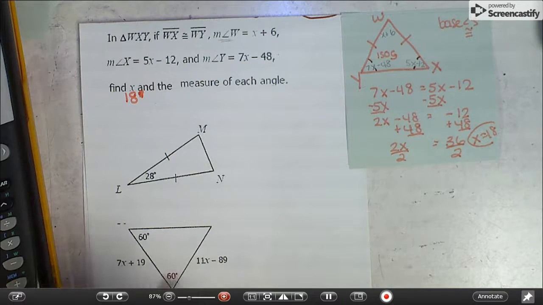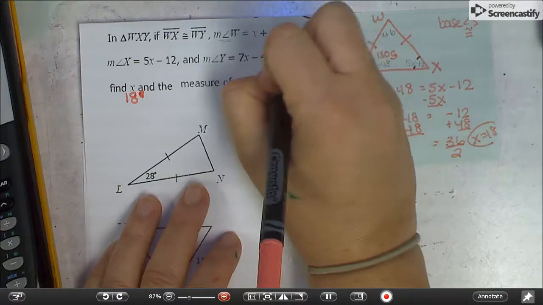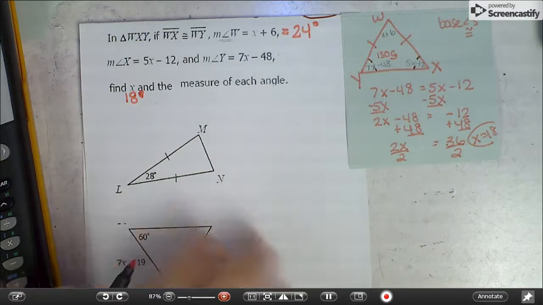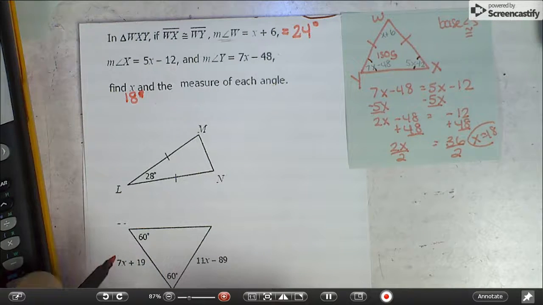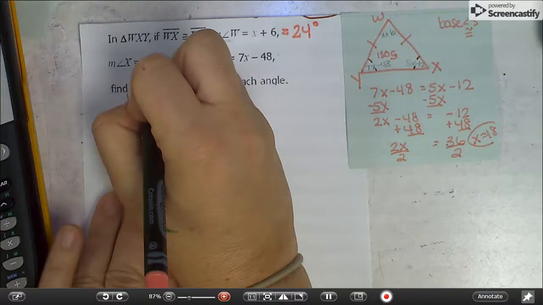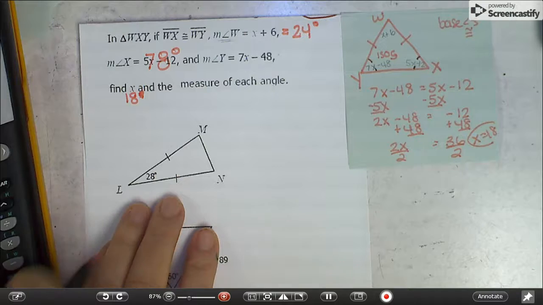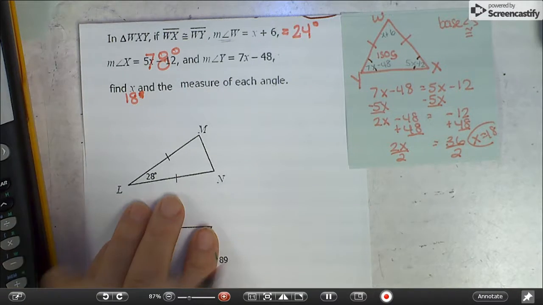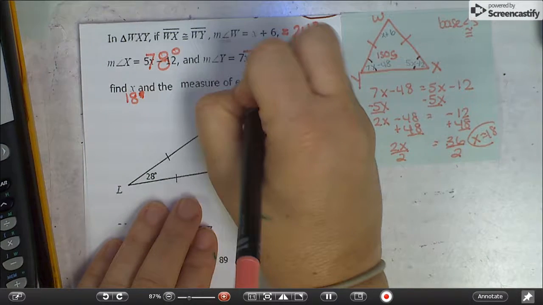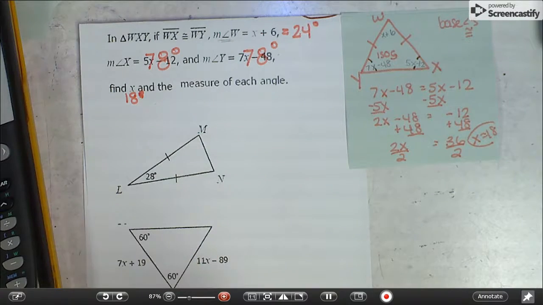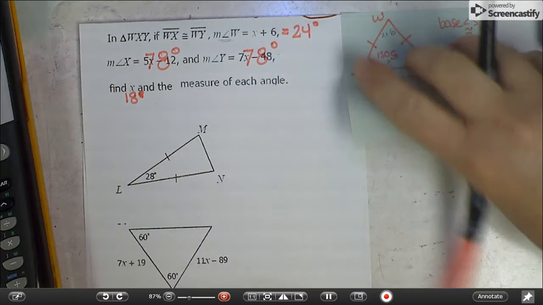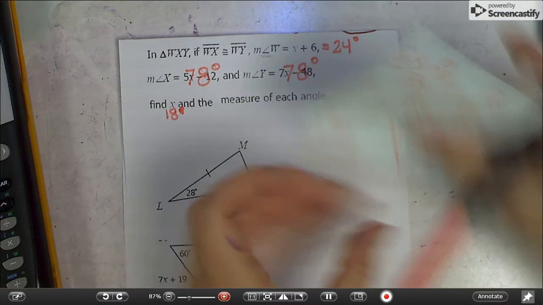18 plus 6 would mean angle W is 24 degrees. 5 times 18 minus 12 means angle X is 78 degrees. And 7 times 18 minus 48 means that angle Y is also 78 degrees, which obviously it should be because they are base angles, and base angles are congruent. All right, let's look at the next problem.